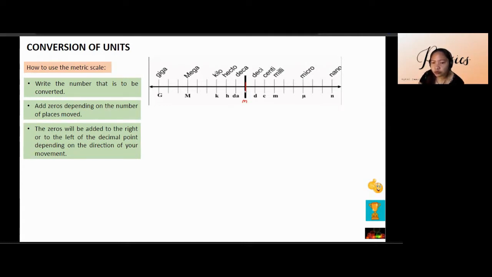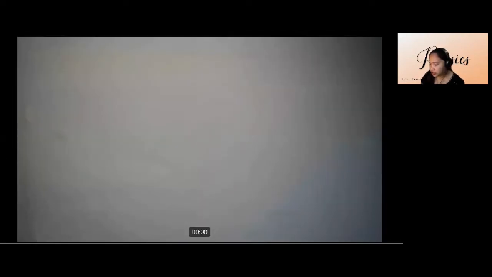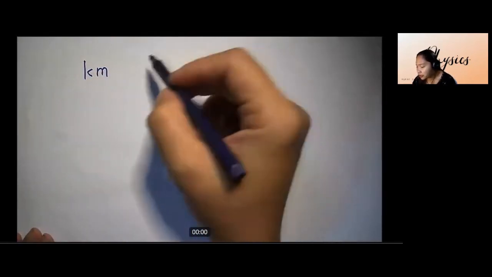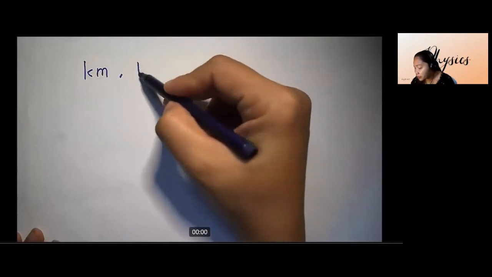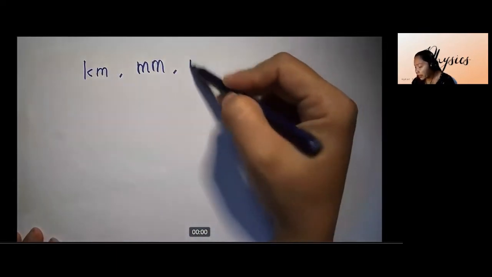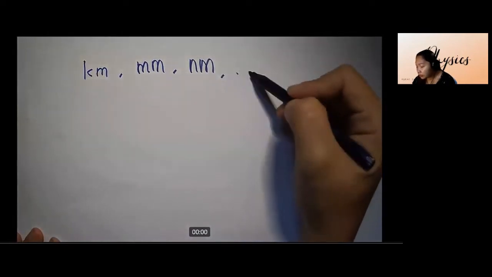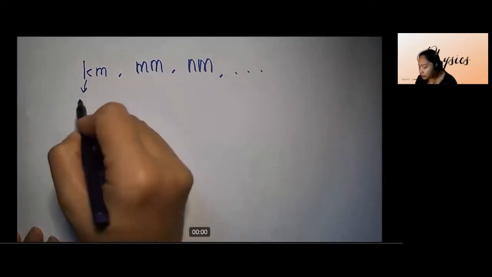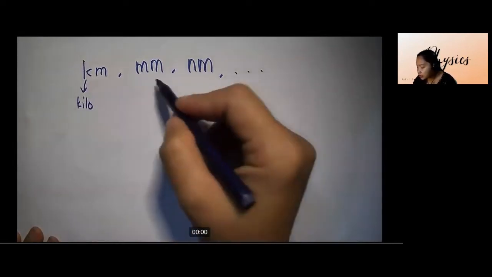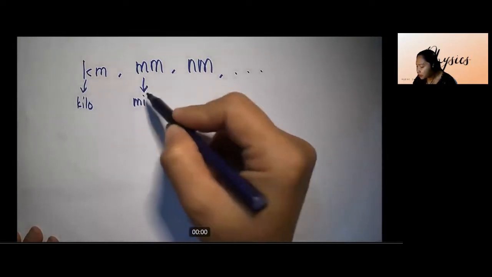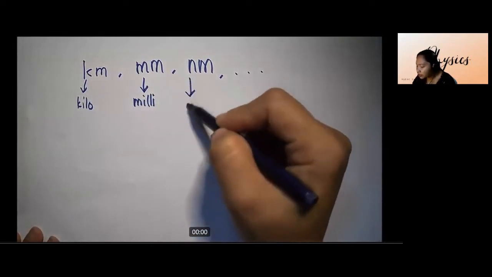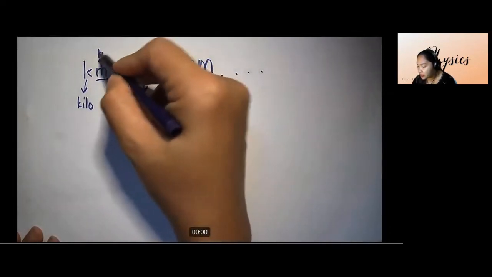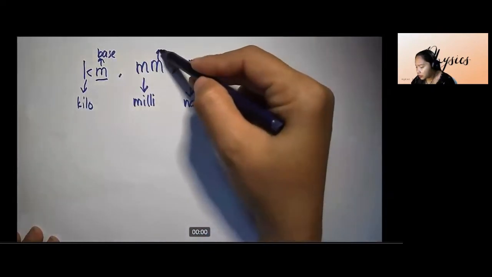When I say units with prefixes, sometimes we will encounter units such as the unit for length, for example, kilometer. Sometimes we also encounter millimeter or nanometer and a lot more. So here in our examples, we have kilo as our prefix, milli as our prefix, and nano as our prefix. And meter here is our base.